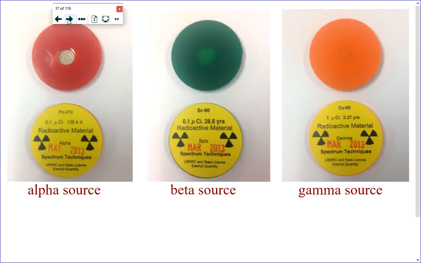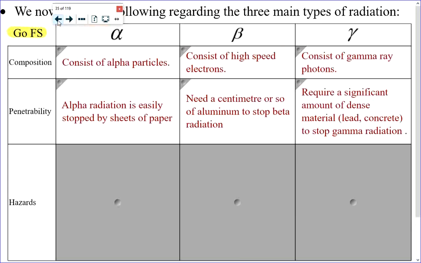But I go back to the gamma, which is the orange one, and I put the aluminum in here, it's not affected. So what's required to stop gamma radiation is a meter or two of concrete would do the trick, or if you want to have the density needed to make this happen, you use something that's very dense like lead.